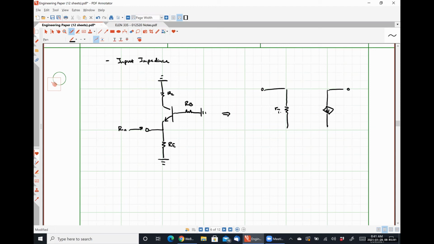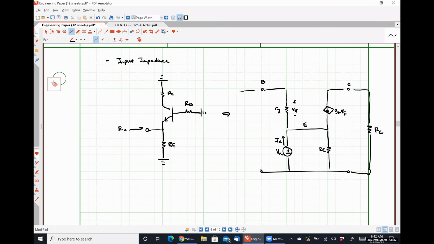Should look something like this. Here's R pi, B pi, gm V pi. Here and here. This is my ground. So between my emitter and ground, I have that resistance RE again. I have my test voltage source Vx, and I'm trying to find this current Ix. Between my collector and ground, I have that resistance RC, and between my base and ground, I have that resistance RB. So is that accurate? Let's start there. All the resistors taken into account, all that kind of jazz. All right.